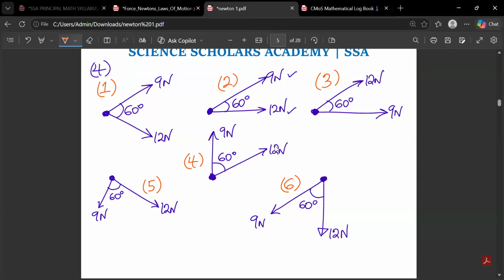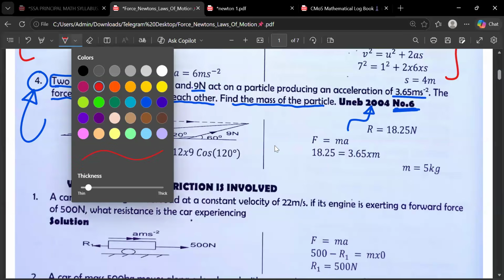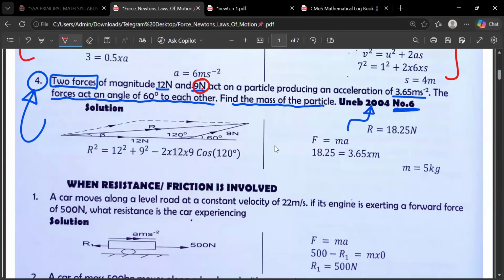Which one really looks easy to deal with? Yes, all those diagrams are correct. I want to tell you none is wrong because you've interpreted the question the way it is: that it is a particle being acted upon by two forces, 12 and 9. There is an angle of 60 between the two forces, and we are producing a resultant acceleration of this.